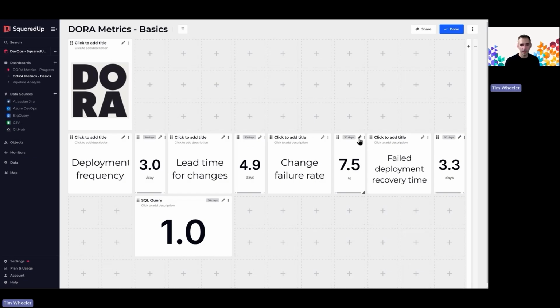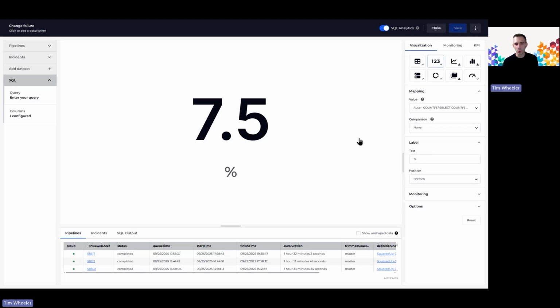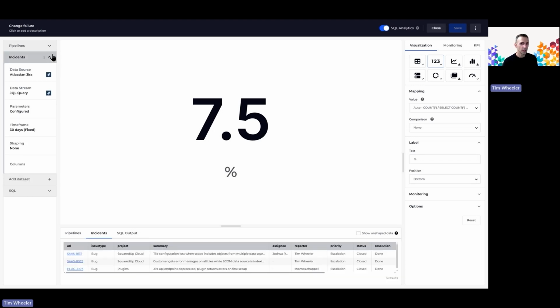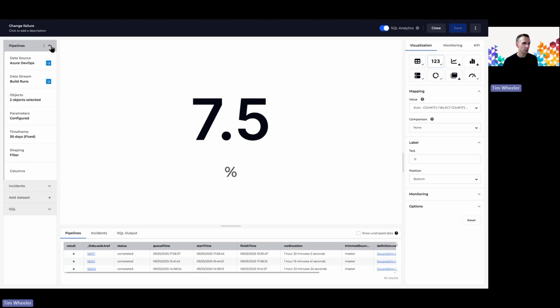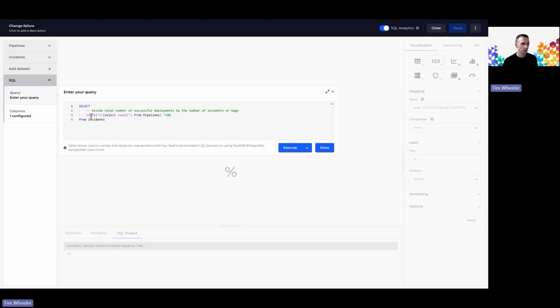We will move on to change failure rate. As I mentioned before, it's the percentage of deployments that have caused some sort of system degradation. Here at SquaredUp, I record those in JIRA, so I know that all the ones that have caused an issue are going to be inside JIRA. And I know that all the pipelines, as we saw before, are in Azure DevOps. And again, using SQL Analytics, I can take them both in as different data sets, combining 2 different tools. And essentially, we've got the total number of incidents from JIRA divided by the total number of pipelines, and then multiplying by 100 to give me that percentage.